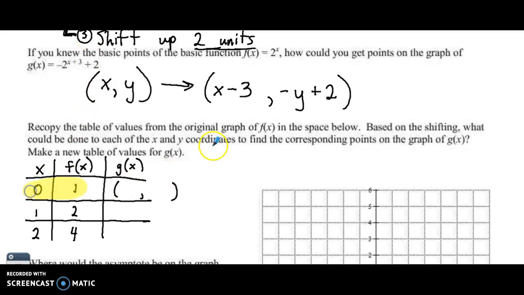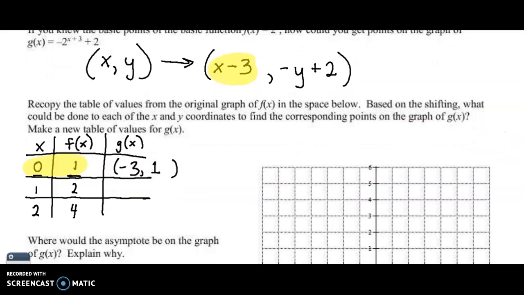So the ordered pair was 0, 1. Well, if I'm going to shift left 3 units, I'm going to take the x-coordinate of 0 and subtract 3 from it to make it negative 3. And then the y-coordinate, well, I have to negate it first and then add 2. So it's negative 1 plus 2 would give me a y value of 1. So I can do that with all of these. So take the x-coordinate, 1 minus 3, and you get negative 2. Look at the y-coordinate and negate it, so negative 2 plus 2 would give me 0. I hope you see where I got that 2 from.